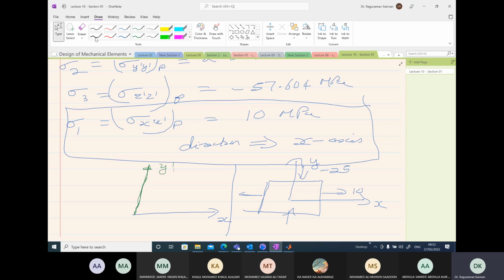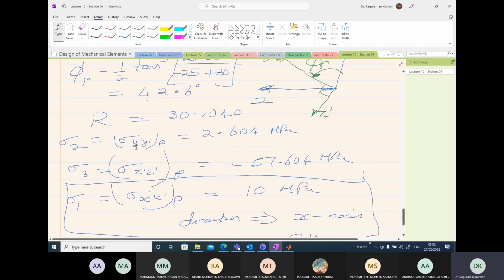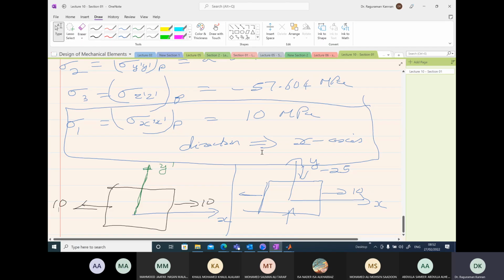Okay. Now the only thing you need to recognize is how to draw the stress element. The stress element in this direction is 10, same 10 along the x-axis. But what is the y prime value? 2.604, and it is positive along the principal stress. Okay. So when you draw it, you have to be very careful.